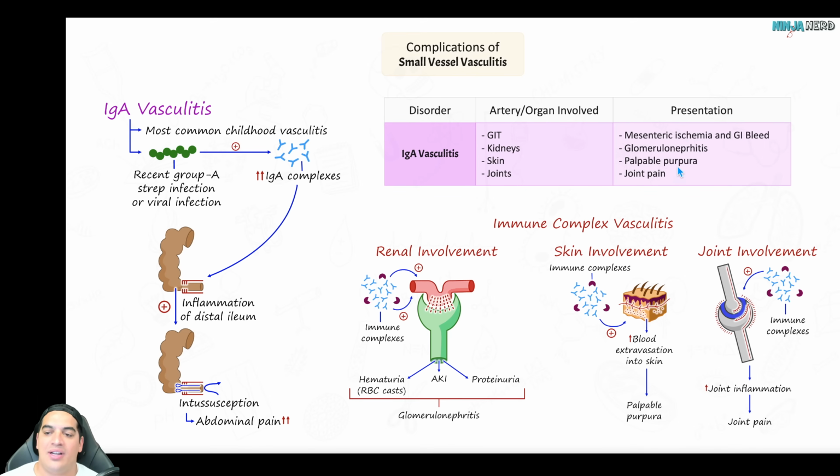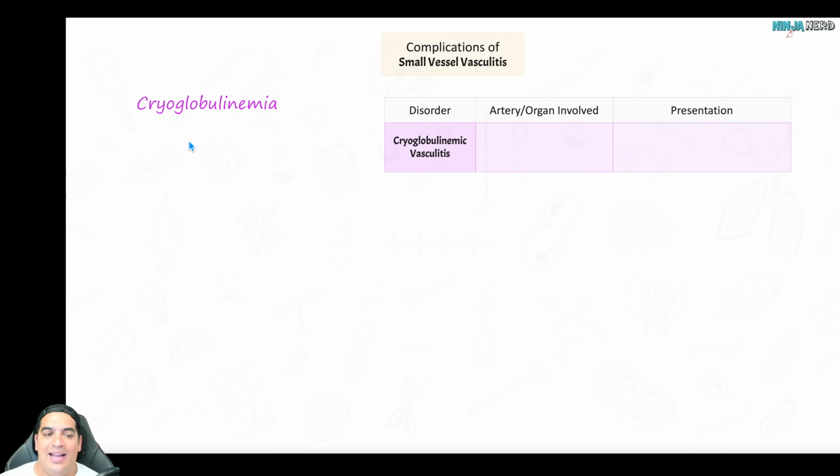So oftentimes there is a triad that we will see as a similarity between IgA vasculitis and cryoglobulinemic, which is glomerulonephritis, palpable purpura, and joint pain. They differ really only between mesenteric and GI bleed and the epidemiology that differentiates them as well. That then takes us into the cryoglobulinemic vasculitis.